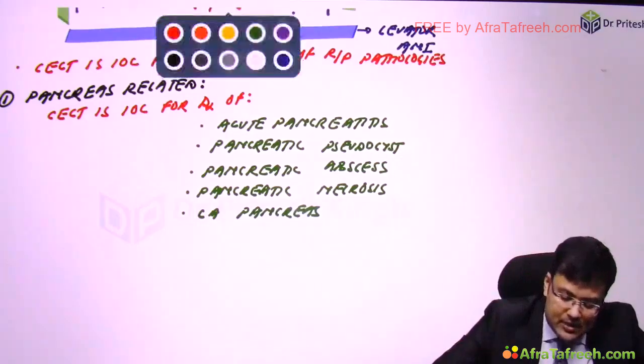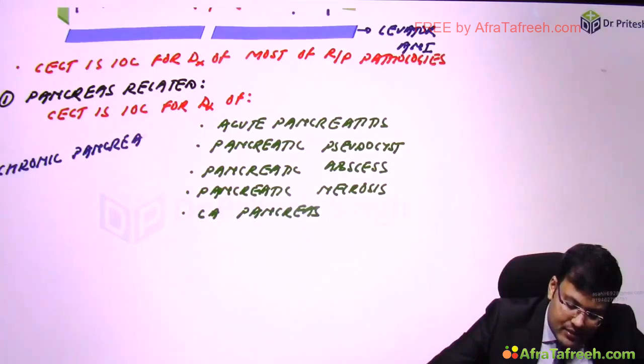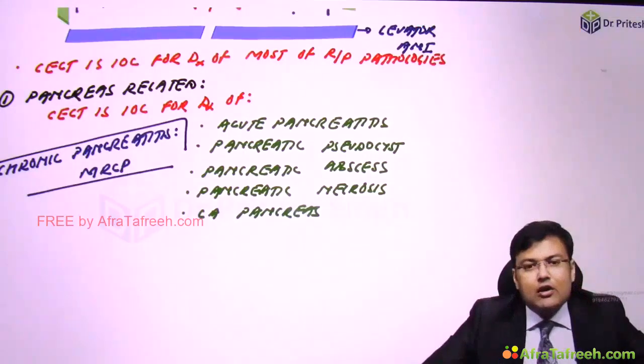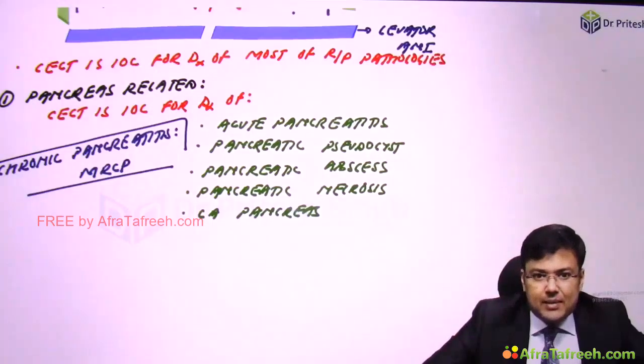What is the exception? See, chronic pancreatitis. For chronic pancreatitis, what is the investigation of choice for diagnosis? It is MRCP. For chronic pancreatitis, the investigation of choice for diagnosis is MRCP.